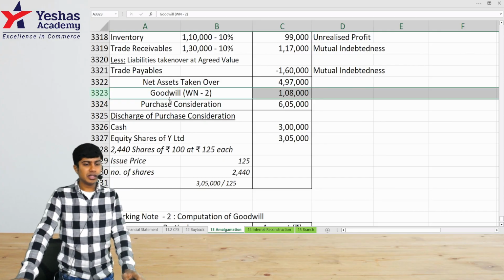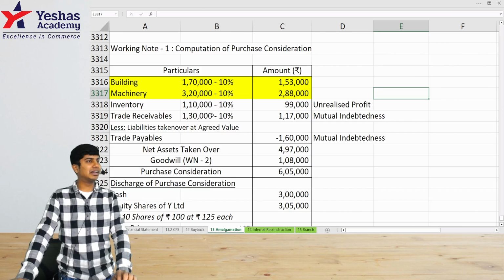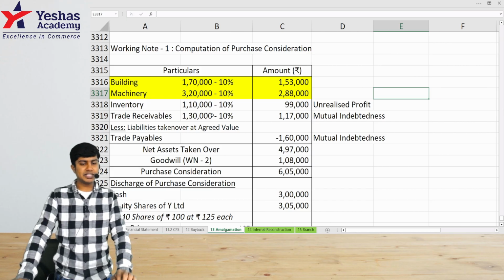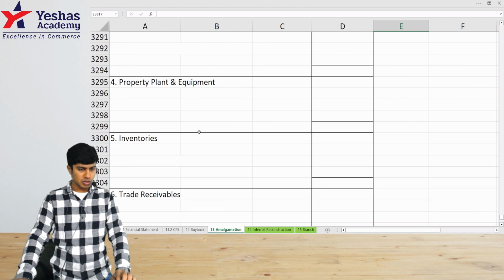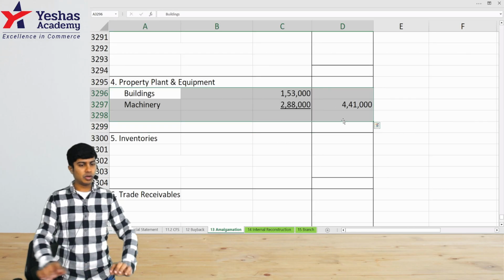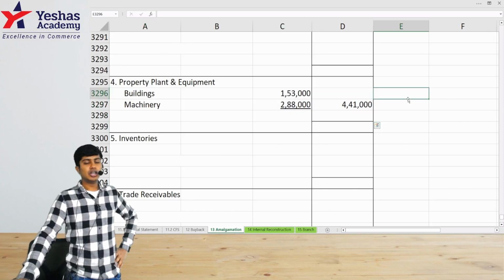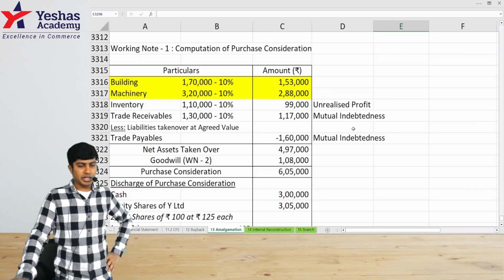Shall we begin? Okay, let's write building and machinery. Where do I write building and machinery? In my property, plant and equipment. Tangible assets 153 and 288. Let me take you to notes to accounts, property, plant and equipment. I would write 153 building, 288 machinery. I hope everybody understood. Come to the next adjustment.